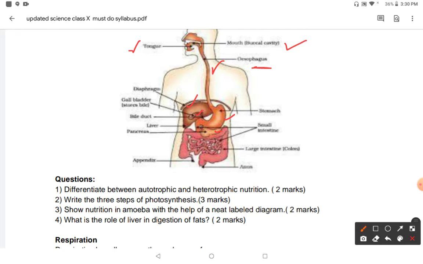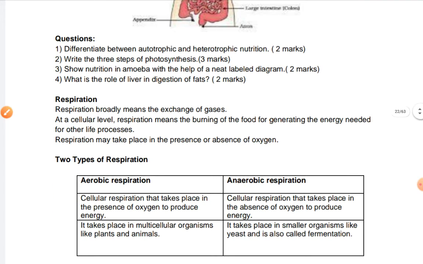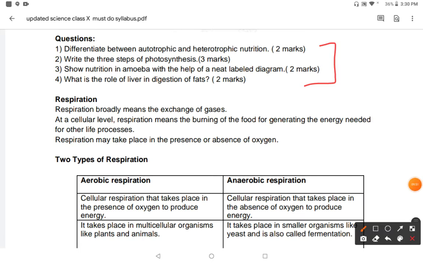and the liver's bile duct contains bile. This is the small intestine, with villi-like structures, and the outer one is the large intestine. This is the appendix, and this is the anus. So the alimentary canal starts from the tongue to the anus, the longest part of the digestive system. So this is about the digestive system. You can do these questions on the basis of digestion or nutrition.